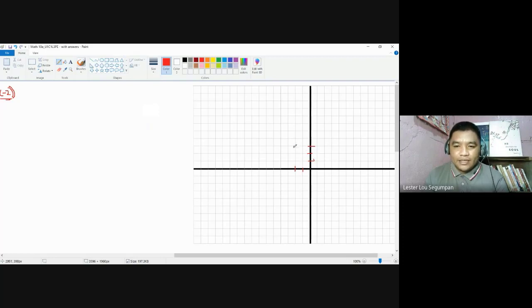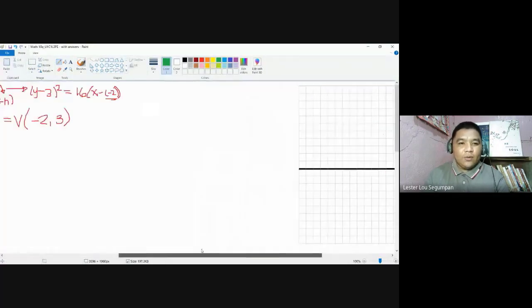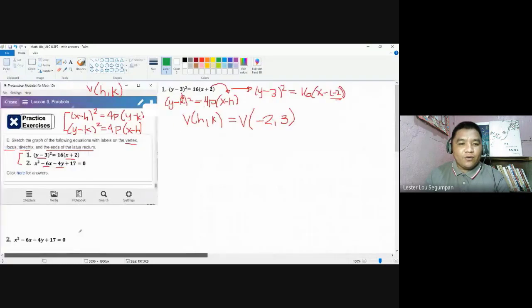Our vertex is here. Let's use the green color because the vertex is green as we used this color before. Again, it's not anymore at the origin. It's very far from the origin. So now it's time for us to analyze more as to what it should look like. Next, we are going to get the focus, directrix, and the ends of the latus rectum.